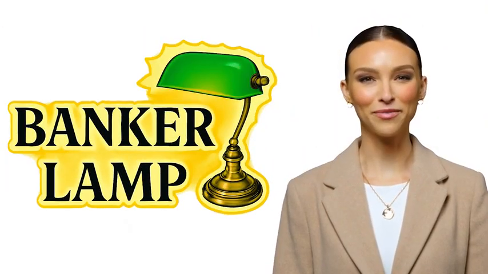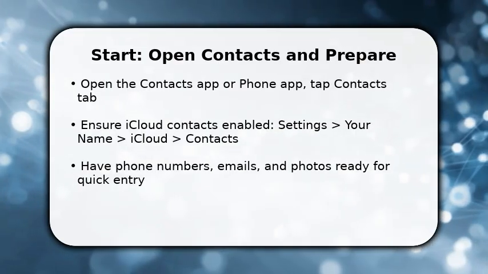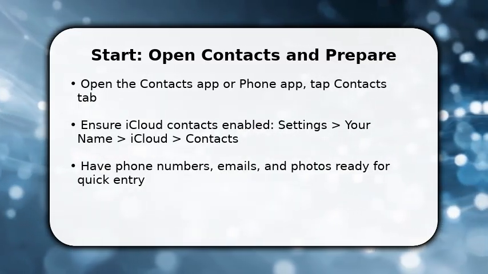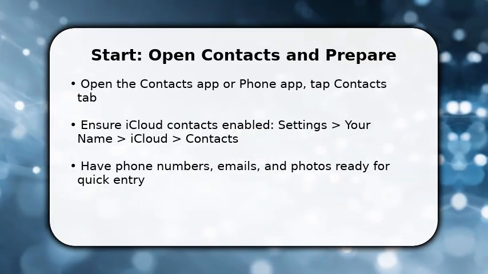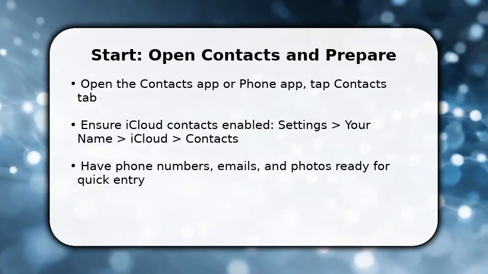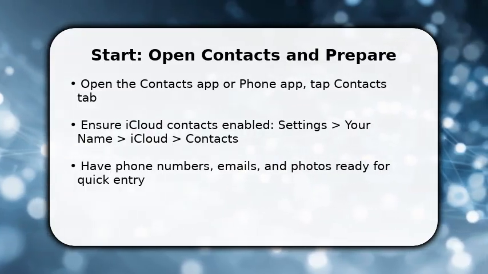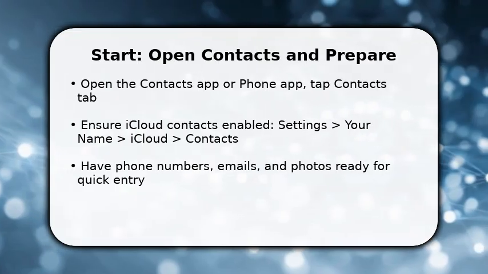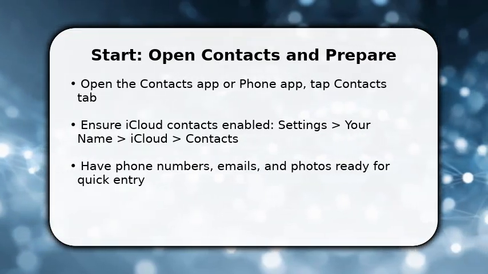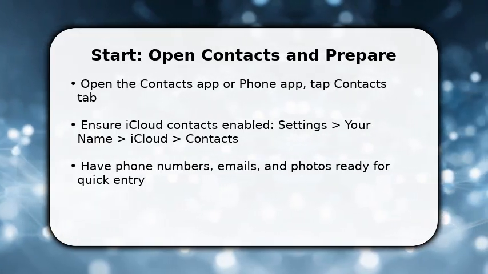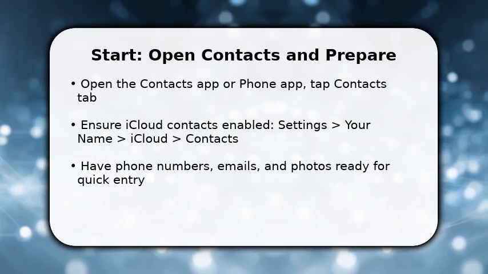Please enjoy the video. You start by opening the Contacts app so you can add directly. This saves steps. Once open, tap the plus icon to create a new contact and enter the name first, because items sort by name. Make sure iCloud Sync is on so changes back up automatically. This prevents lost edits. Also prepare phone numbers with country codes and a preferred label like mobile or work so you don't correct labels later.